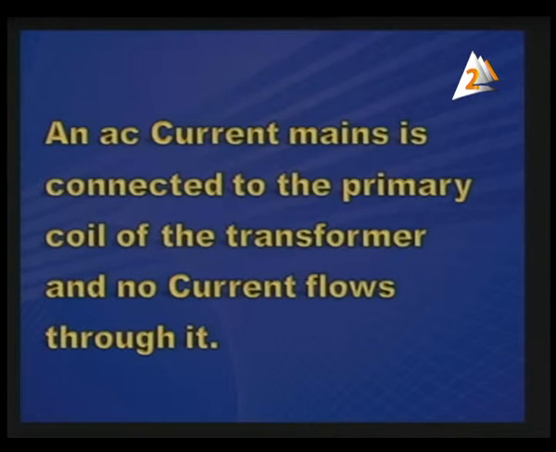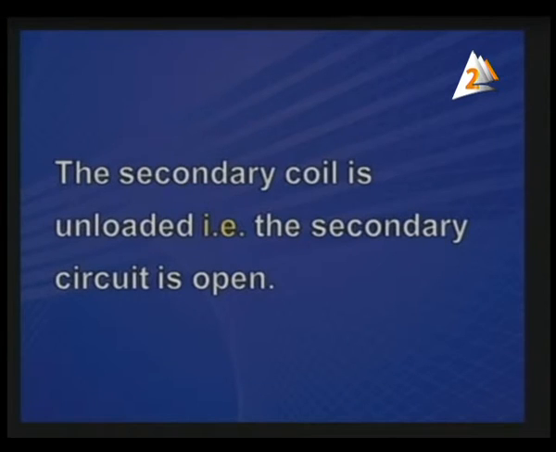When does an AC current means is connected to the primary coil of a transformer and no current flows through it? This happens when the secondary coil is unloaded. That is to say, the secondary circuit, or the circuit of the secondary coil, is open. Then the current through the primary is almost equal to 0, though it is connected to the mains.